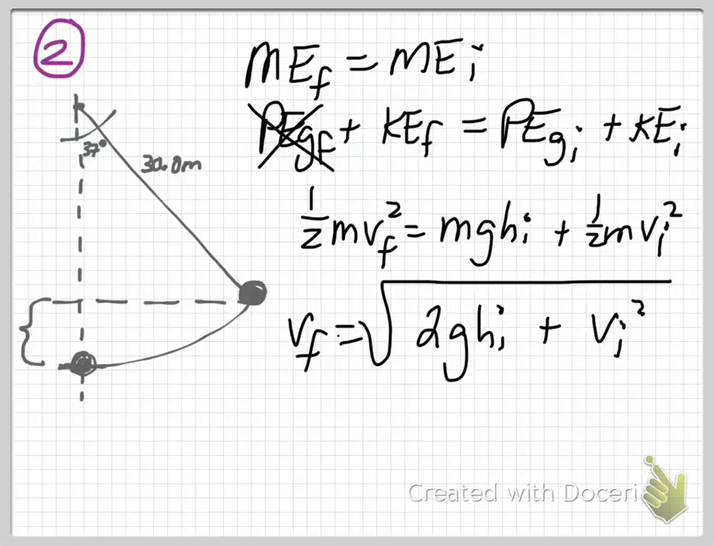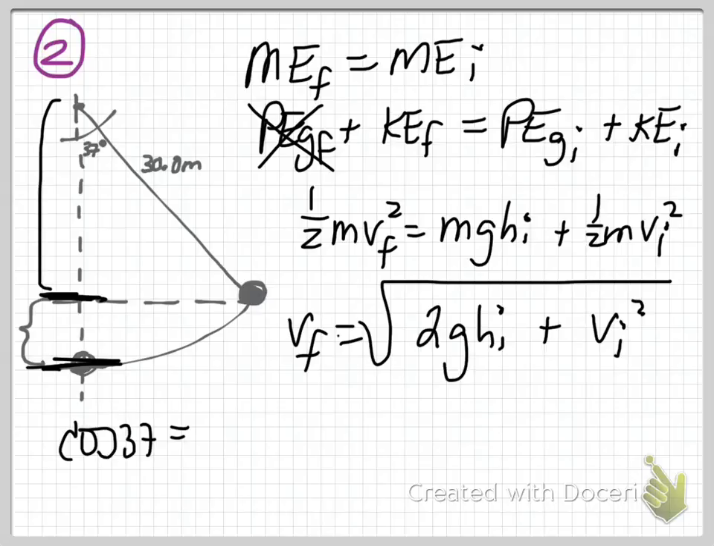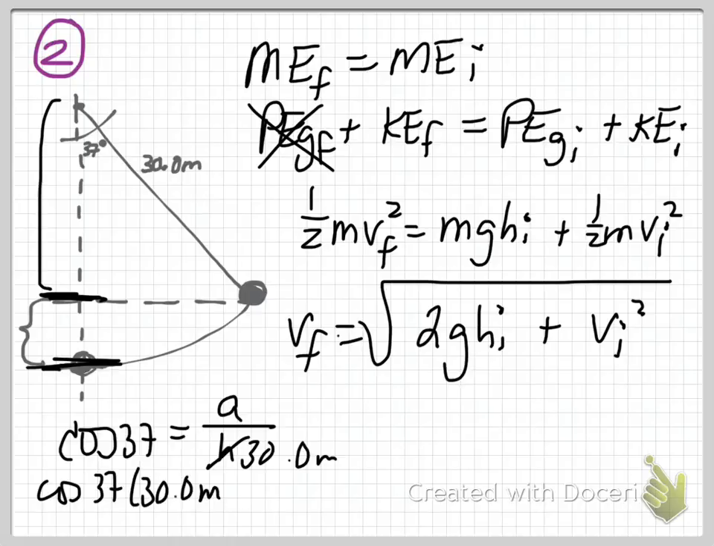Hence why I'm shortcutting. Now, the problem becomes, how do we figure out the height? Well, the height is the difference between this elevation and this elevation. So to do that, we have to figure out this length, and we can do that using a trig function. We know that the cosine of 37 is the adjacent side, which is the side we're interested in, over the hypotenuse, which is our 30 meters. So that's 30.0 meters. So cosine of 37 times 30.0 meters will give us the length of our adjacent side.